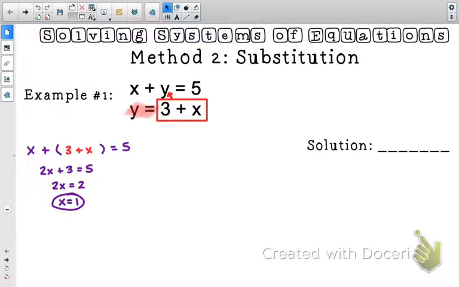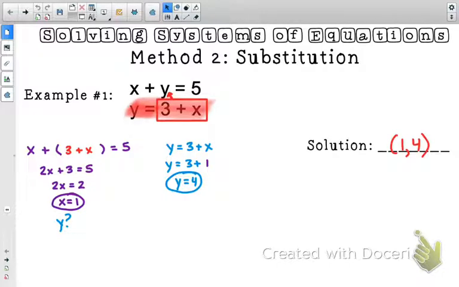If we look back at that boxed equation, y equals 3 plus x, we can rewrite it, but now we know x, so we replace the x with positive 1, because we solved and got x is equal to 1. Therefore y has to be 4. The only thing left to do is make sure we write our answer as an ordered pair, x comma y, so we have 1 comma 4. You can always check your work by plugging in 1 for x and 4 for y into both equations to make sure they are true.